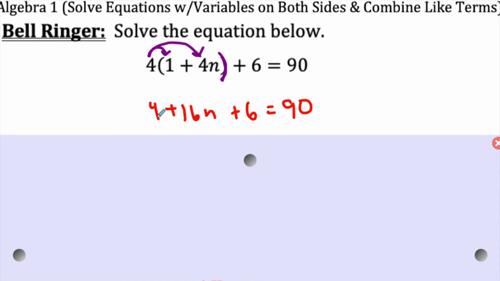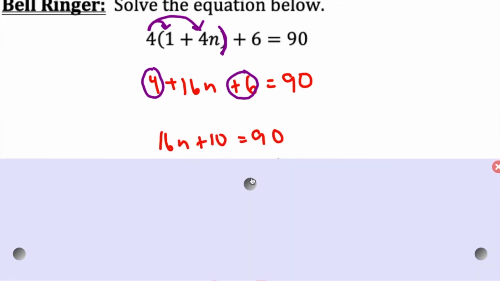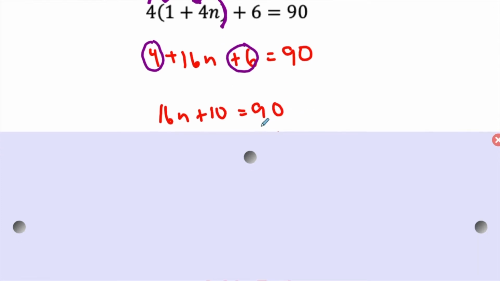Now, next step, combining like terms. So we will do this on each side of the equal sign today, but in 3.1b we only did it on one side. So our like terms over here, we had a 4 and a plus 6. So 4 plus 6 gives us 10. And again, I like to put my number out front. So I'm going to start with 16n, and 4 plus 6 gives me 10. Equals 90.